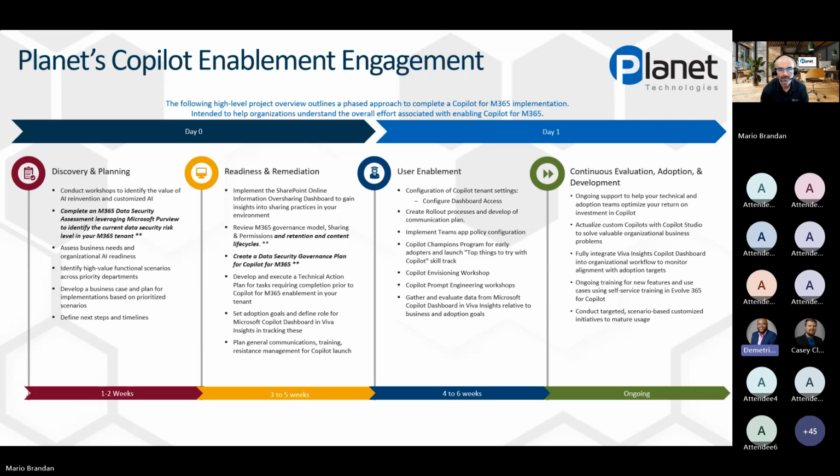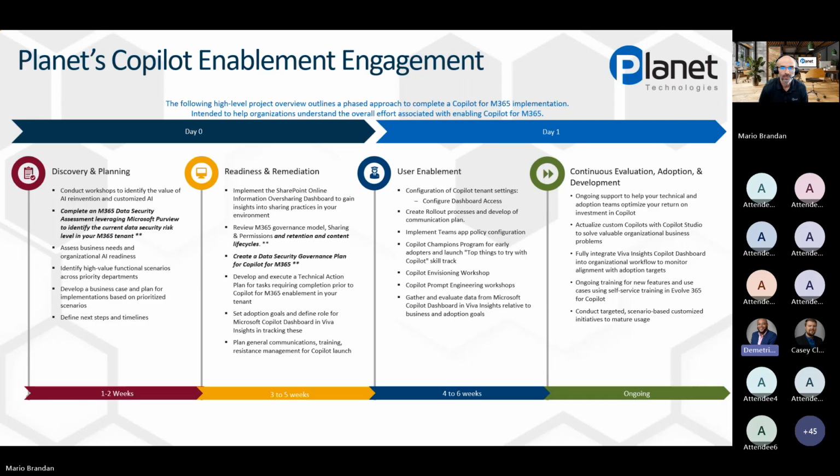We work with a lot of customers in terms of those phases, and then begin your communication strategy, right? Specifically for the initial set of pilot users that you would incur. This is a framework; this is not something you have to do with Planet or not. It's just something that we've seen be successful in terms of preparing for Copilot, right?